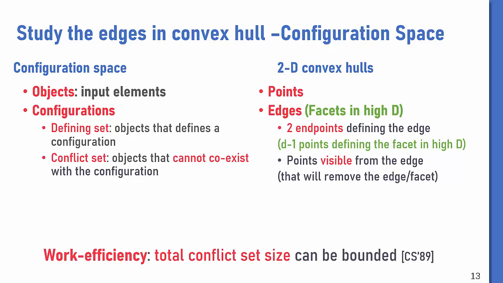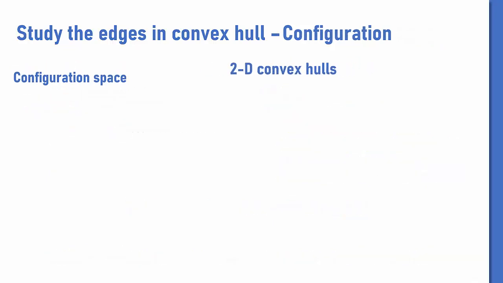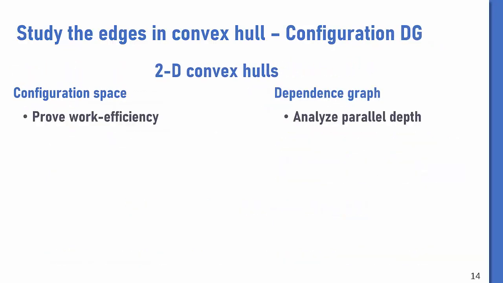Okay, so as mentioned, existing results about configuration space can be used to show the work efficiency of the incremental convex hull algorithm. Then, what about the span of the parallel algorithm? The configuration space itself does not answer this question. But as mentioned, to analyze the span, we have another weapon, which is the dependence graph. So can we combine them?